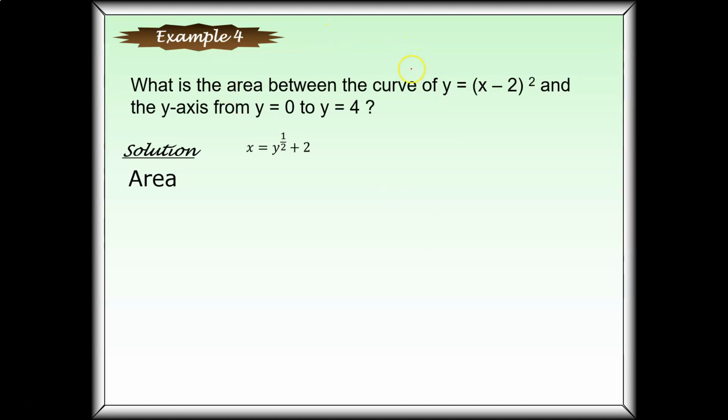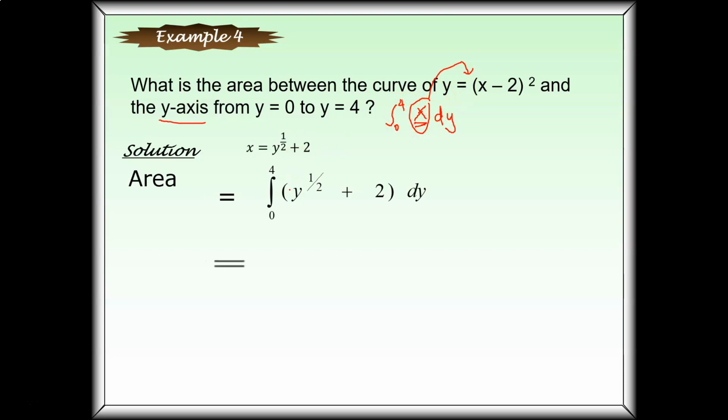What is the area between the curve y equals x minus 2 squared and the y-axis, from y equals 0 to y equals 4? So now you can imagine from here the integration will start from 0 to 4, x dy, from the formula just now. But this x you need to obtain from here. You are going to rearrange it. How do you obtain this x?